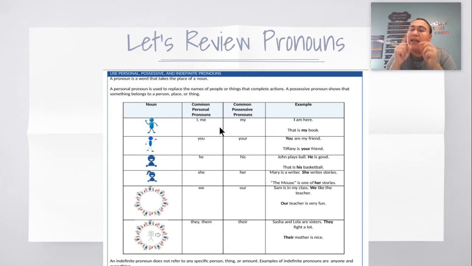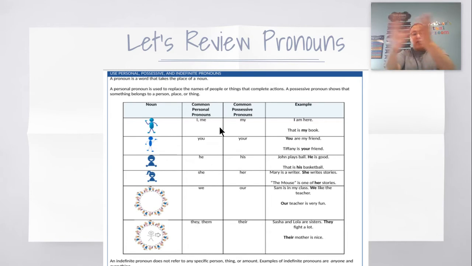If I'm talking about he, that's a personal pronoun. It's talking about one singular person if they are male. It says John plays ball. He is good. That is his basketball if it's a possessive pronoun. She, her. Mary is a writer. She writes stories. The story is one of her stories because it belongs to Mary.